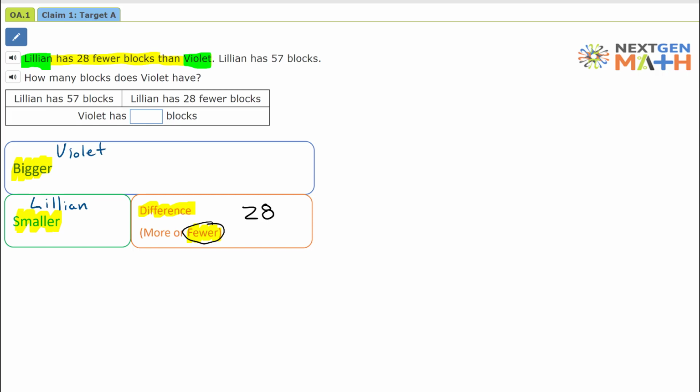Now let's continue reading. Lillian has 57 blocks. So we're going to put the number 57 right here. So to figure out Violet's amount is going to be 57 plus 28, and that's going to be equal to Violet's total. So here we go. Let's do that calculation right over here.